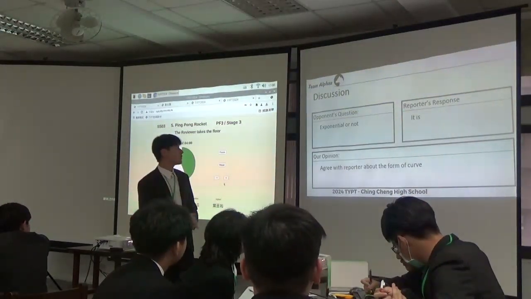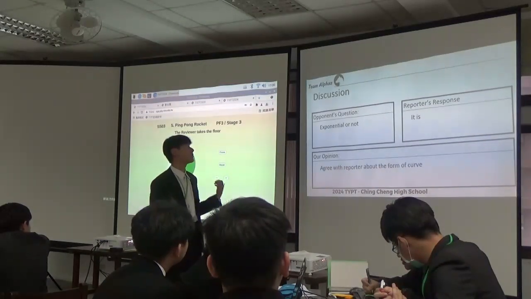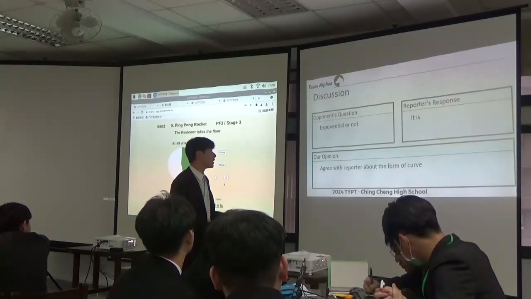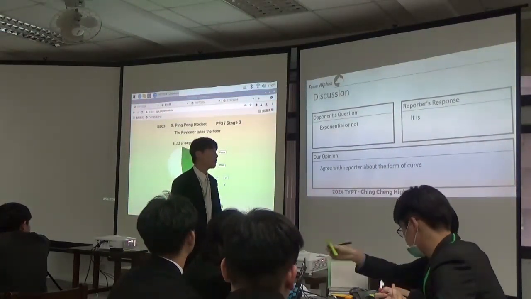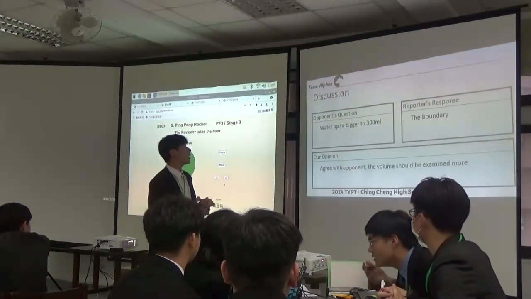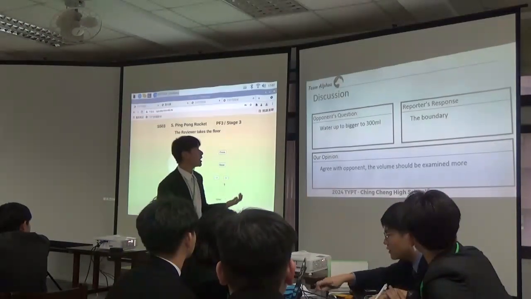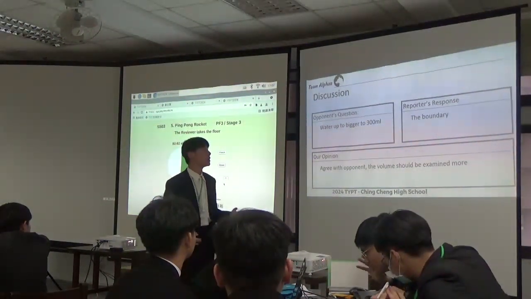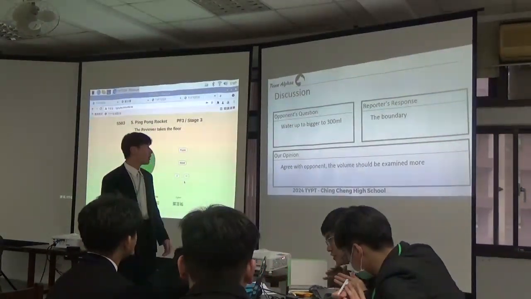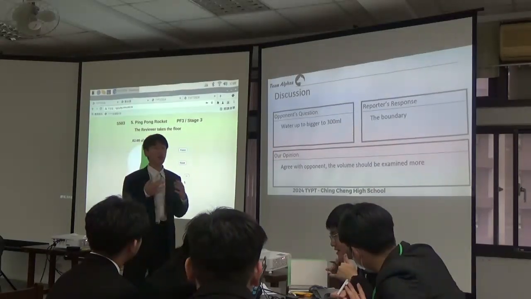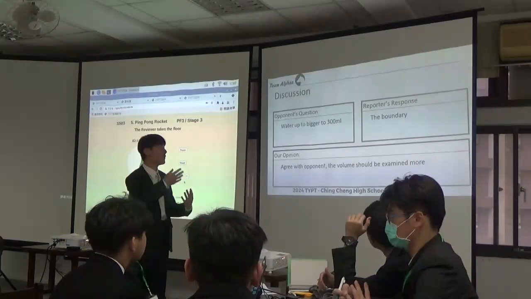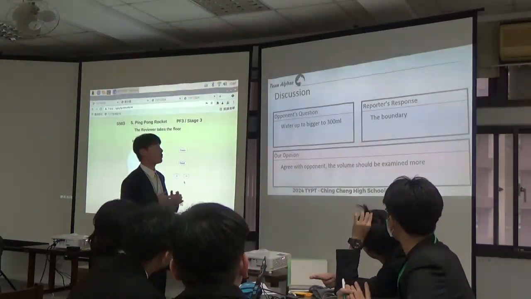For the discussion, first the opponent questioned the reporter about whether the curve is exponential or not, and the reporter responded it is exponential. We agree with the reporter about the form of the curve because it's about the drag force. The opponent also asked about water volumes bigger than 300 milliliters, and the reporter responded about its boundary condition. Our opinion is that we agree with the opponent that the problem statement should be examined for higher volumes of water, and that is important.